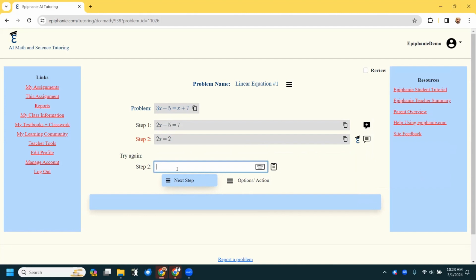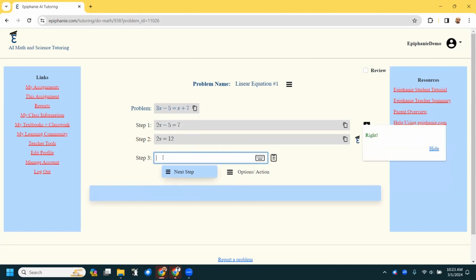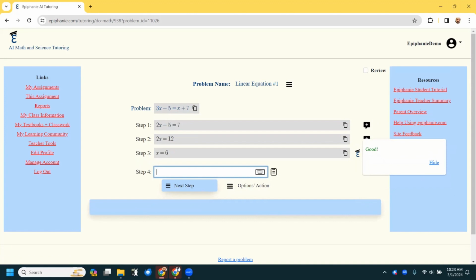So now that I see what I did, I'm going to go ahead and fix this. 2x equals 12. And I'll take the last step and say that x equals 6. And I am done with this. Once I'm done with this problem, I can go ahead and go on to the next problem.